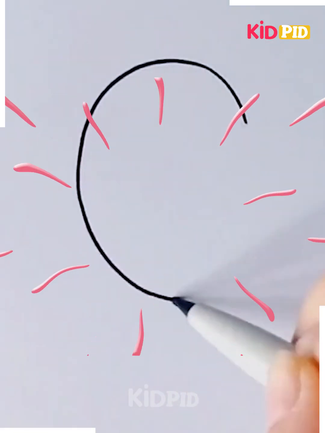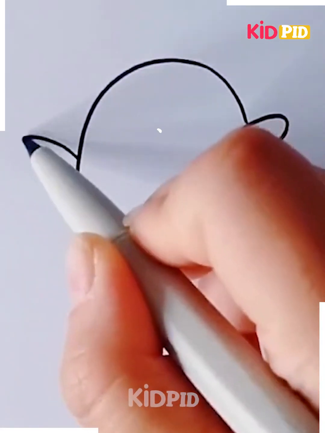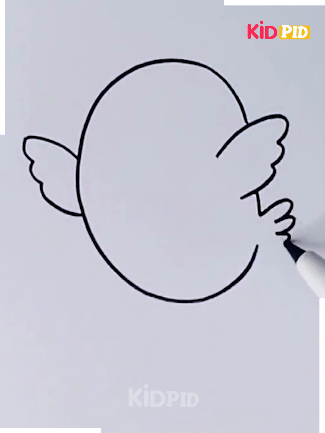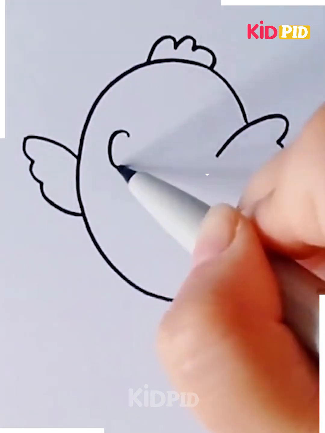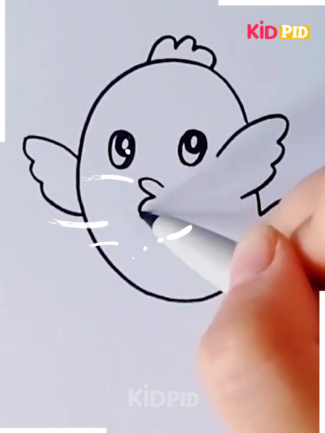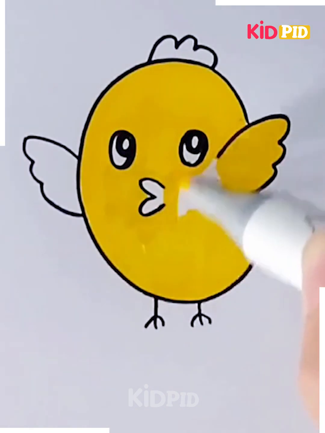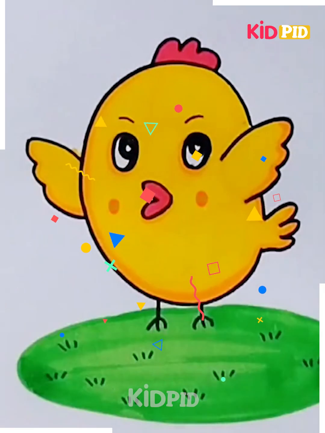So let's move on. So here I'm drawing and then feathers are being drawn, a leg is being drawn, and then eyes are being drawn. Here a beautiful peacock hen is being drawn.